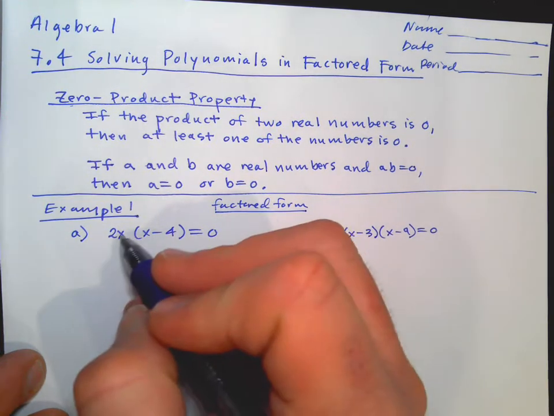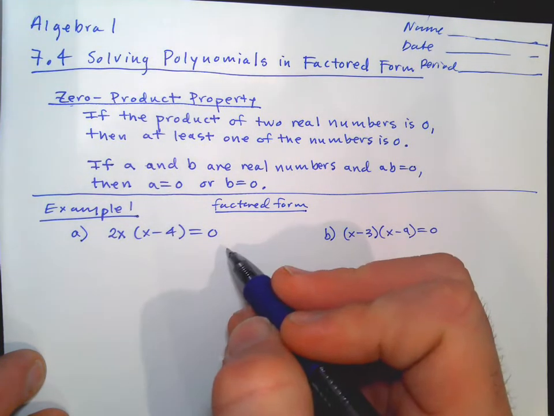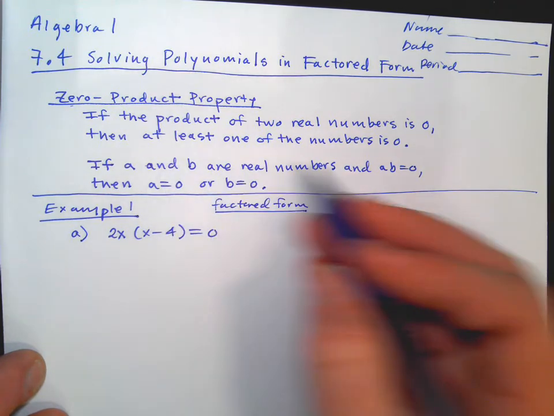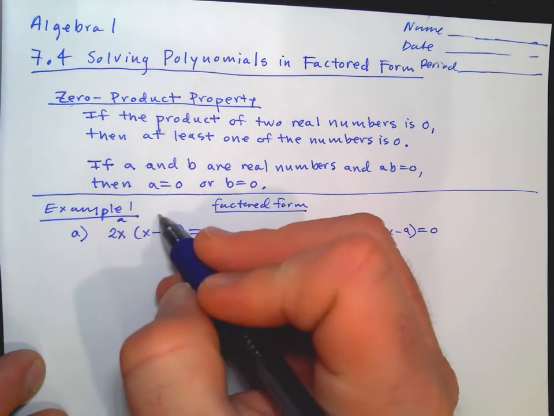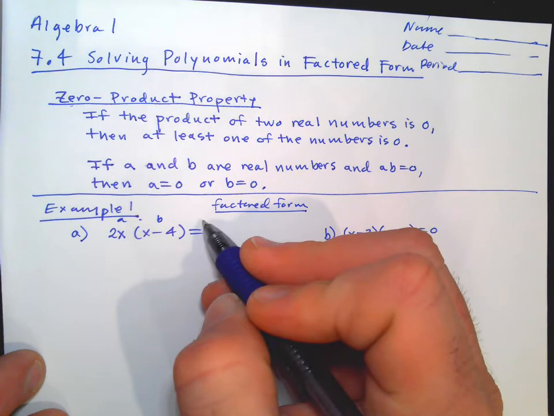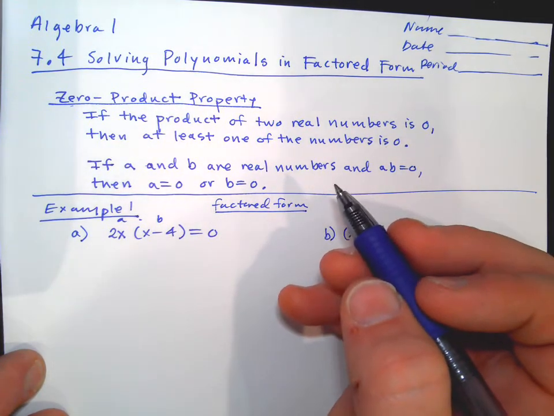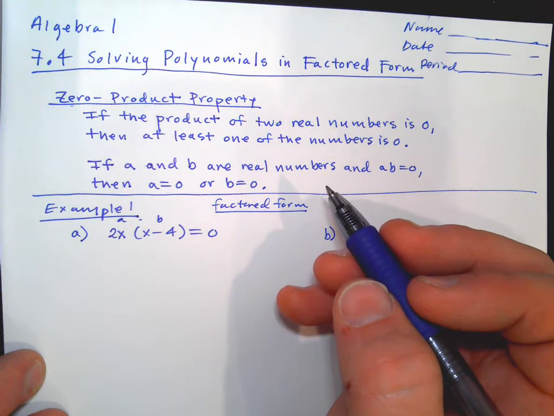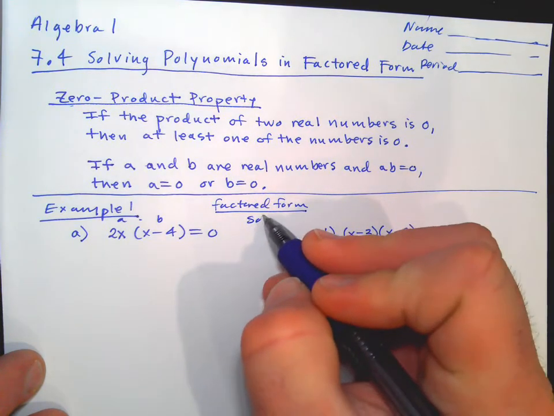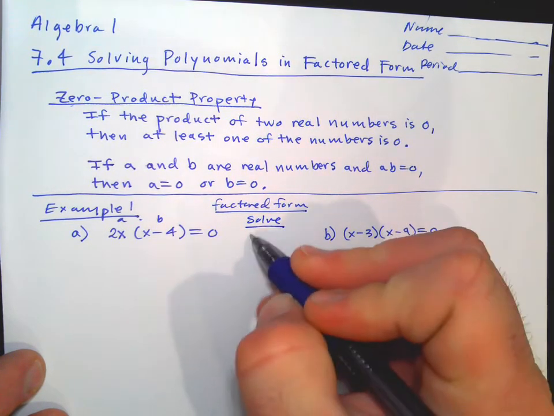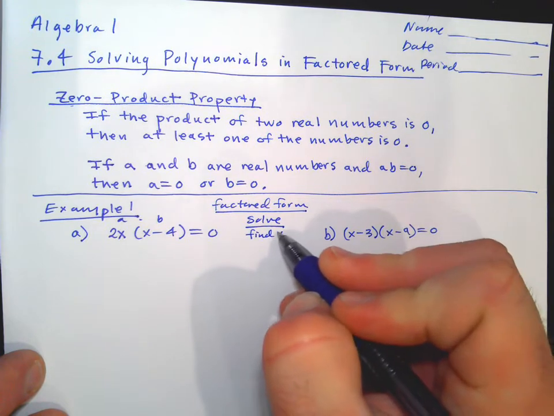So you know that this is this times this. So the idea that we're saying here is if you have two things, A times B, generically, and they equal 0, then one of them has to be 0, or the other one can be 0. And so we're going to solve these. We're going to find the answers for x that make it true.